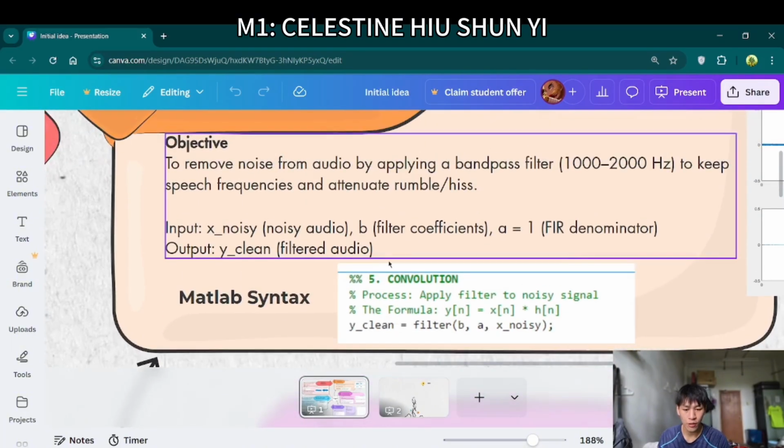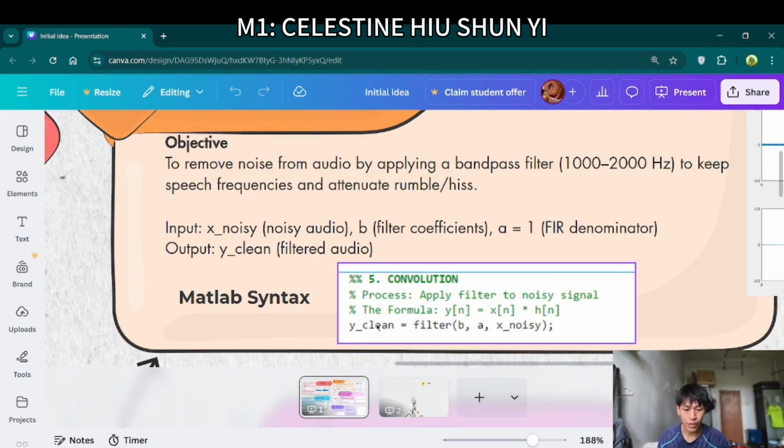We have three inputs here: x, which is our noisy audio, b, which is the filter coefficients, and a equals 1, which is the filter denominator. Our output is y clean, which is the filtered audio. The convolution formula is y[n] equals x[n] convolved with h[n]. This means x[n] is our original audio, and h[n] is the filter impulse response.